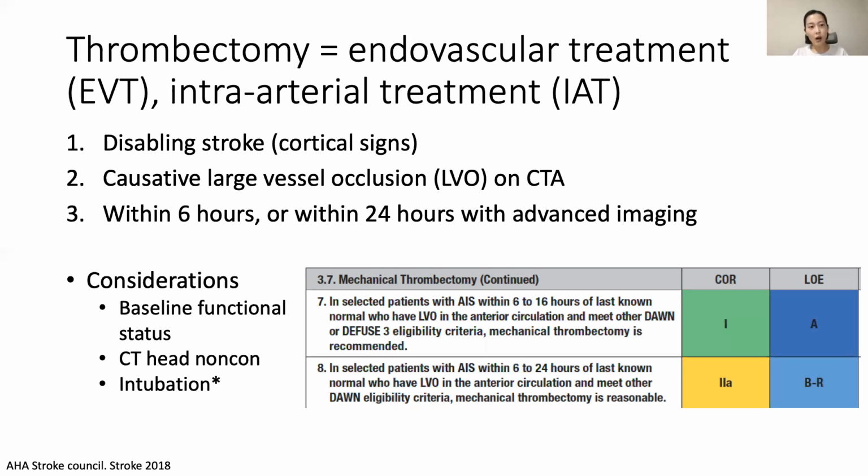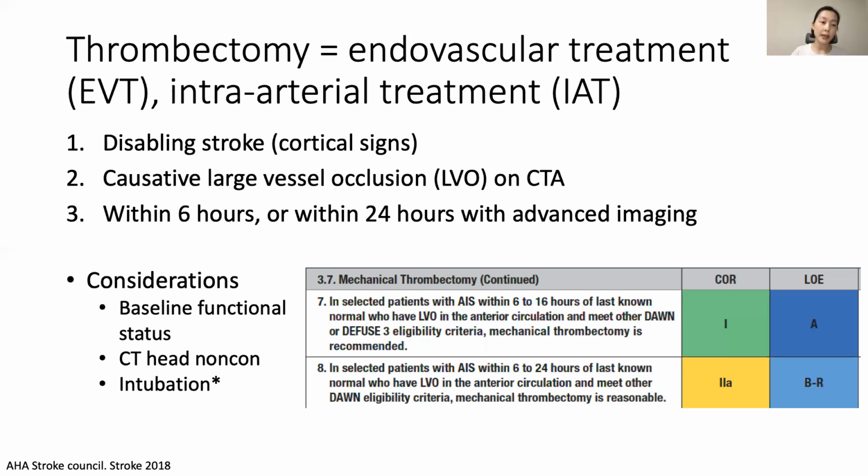And then you have to have a causative large vessel occlusion seen on CTA. And I included the word causative here because there are instances where you see chronic incidental vessel occlusion that is not causing the symptoms. And then you have to be within 6 hours to go for thrombectomy if you have just a CT and CTA. But now we have the extended window from 6 to 24 hours where you can still take the patient for thrombectomy if you have advanced imaging to help you make that decision.